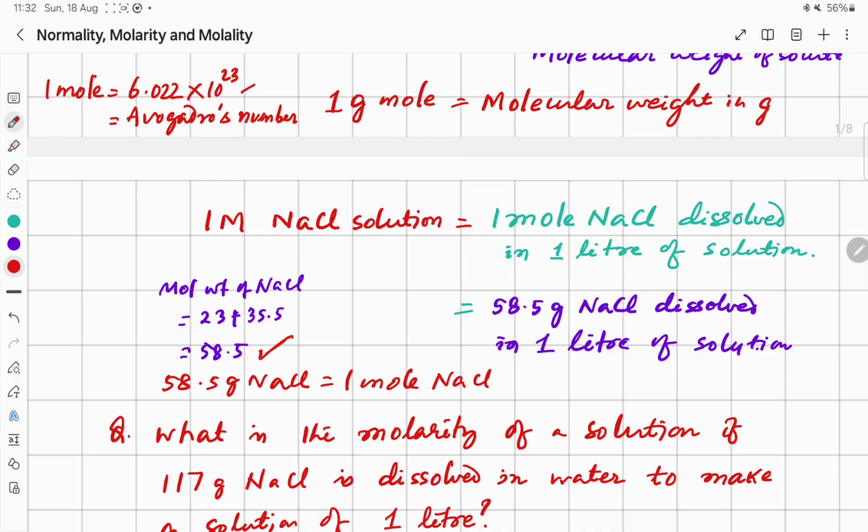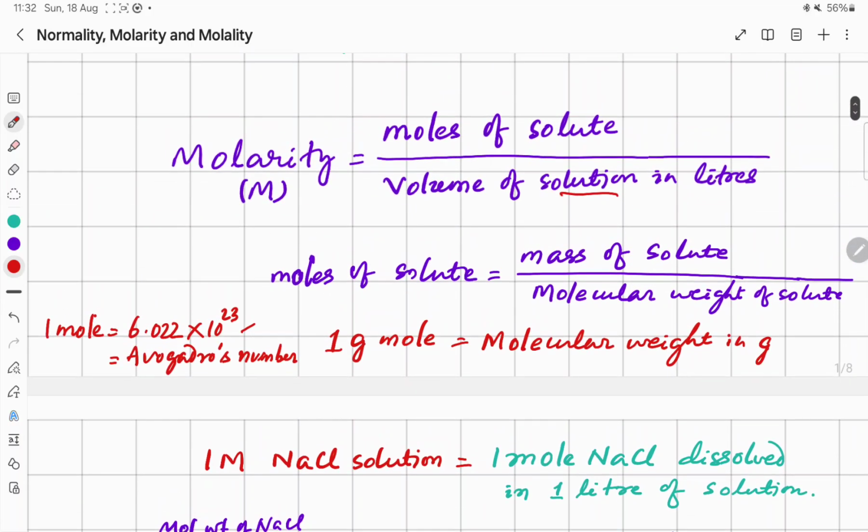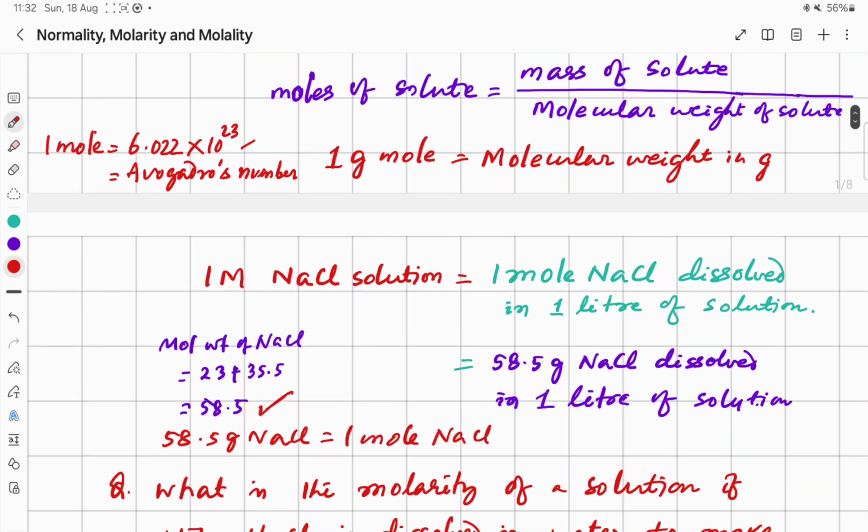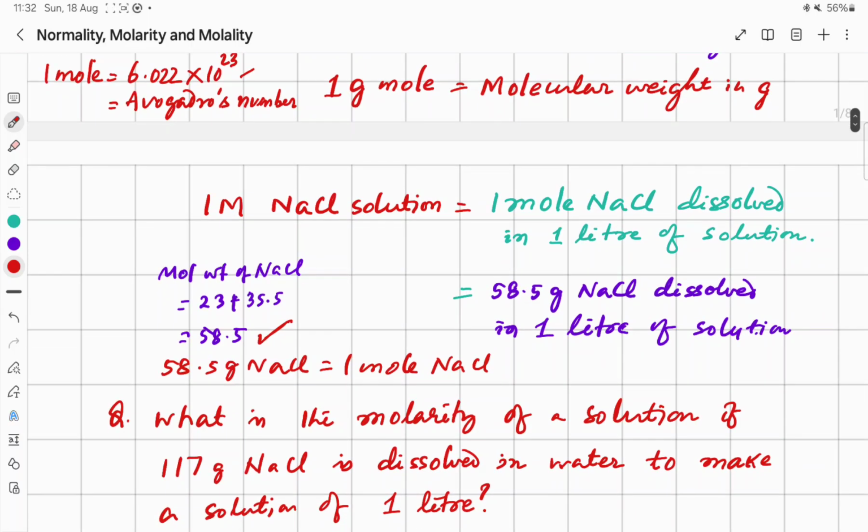So we know that 1 molar, we usually represent it as the capital M. So 1 molar sodium chloride means 1 mole of sodium chloride per 1 liter of the solution. So that means 58.5 gram of sodium chloride per 1 liter of the solution will be 1 M NaCl solution.